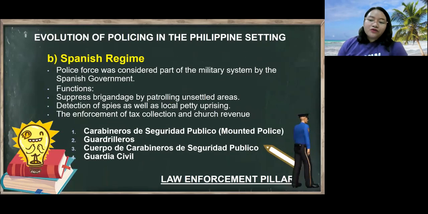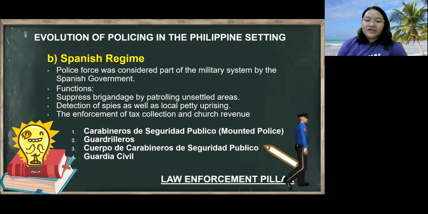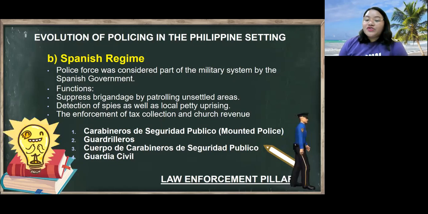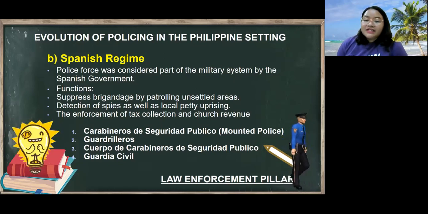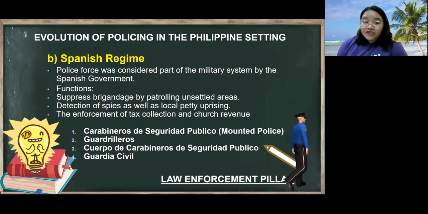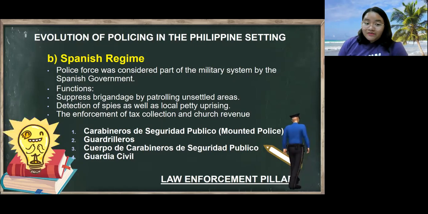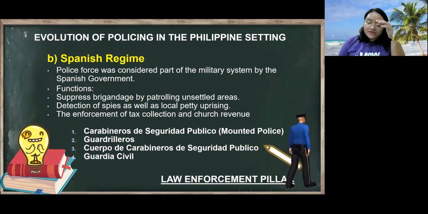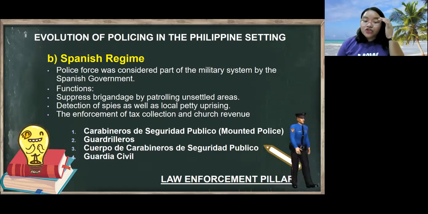Next, after the pre-Spanish regime, was the Spanish regime. I know you are quite familiar with this one. Police force during the Spanish regime was considered part of the military system of the Spanish government. Their functions were the following: suppress brigandage by patrolling unsettled areas, detection of spies as well as local petty uprisings, and the enforcement of tax collection and church revenue.